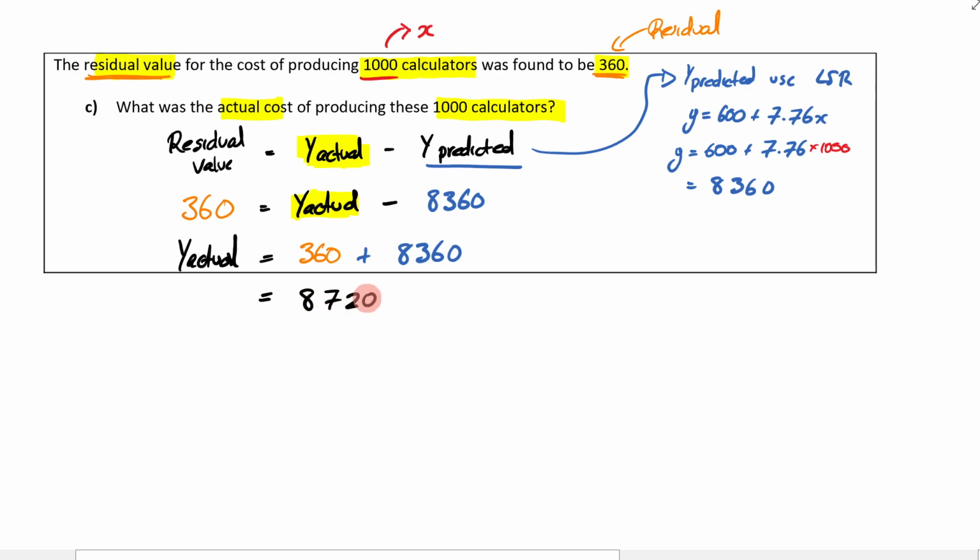8720. And let's just say what this actually means. Therefore, it will actually cost $8,720 to produce 1,000 calculators. That is what it's actually telling us.